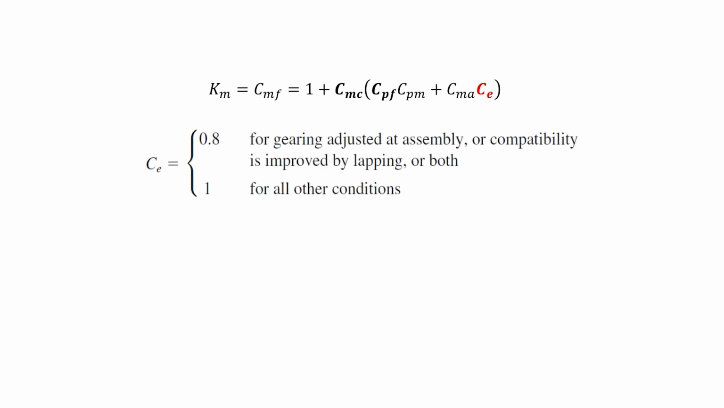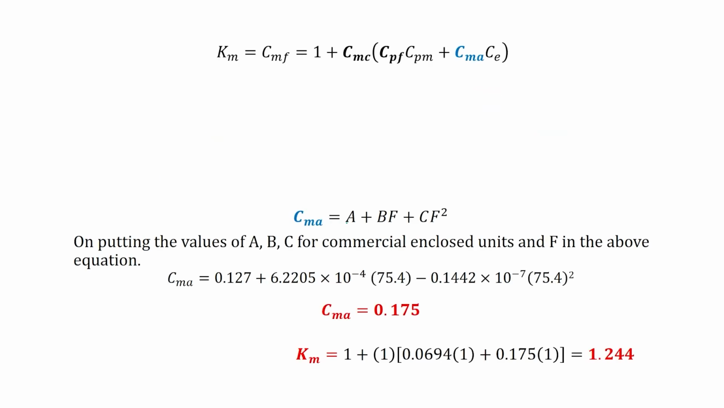Now, the next is CE. CE is 0.8 for gearing adjusted at assembly, or where compatibility is improved by lapping, or both, and 1 for all other cases. Let us take this one, and so CE is equal to 1.